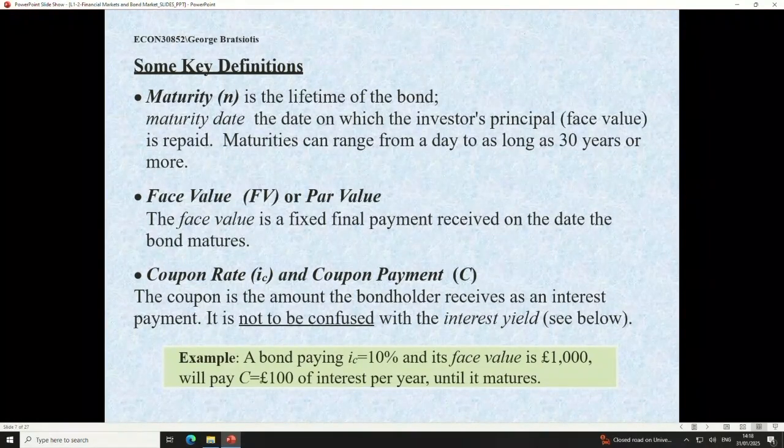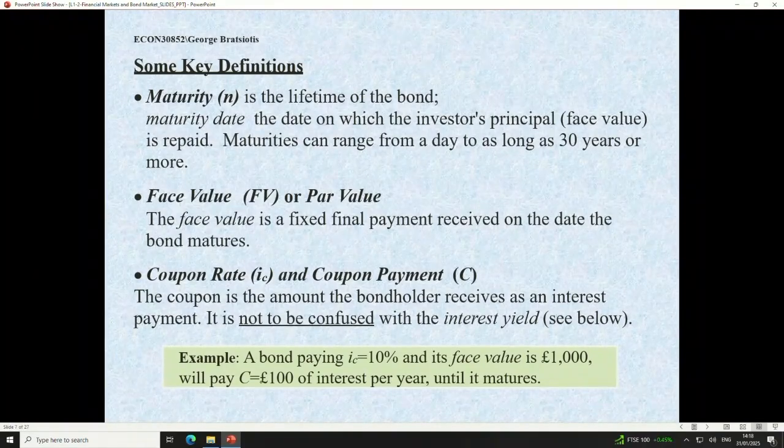Now, face value or par value is the fixed final payment received at the maturity of the bond. Usually the face value is the same as the capital, right? For example, if you want to buy a £1,000 bond, that's the capital you put in, but that's also the face value because you will receive this at the end of the maturity, plus all the interest payments you will be receiving. Does that make sense? You'll be receiving the fixed income interest payments, but you will also receive your money back, which is the face value.